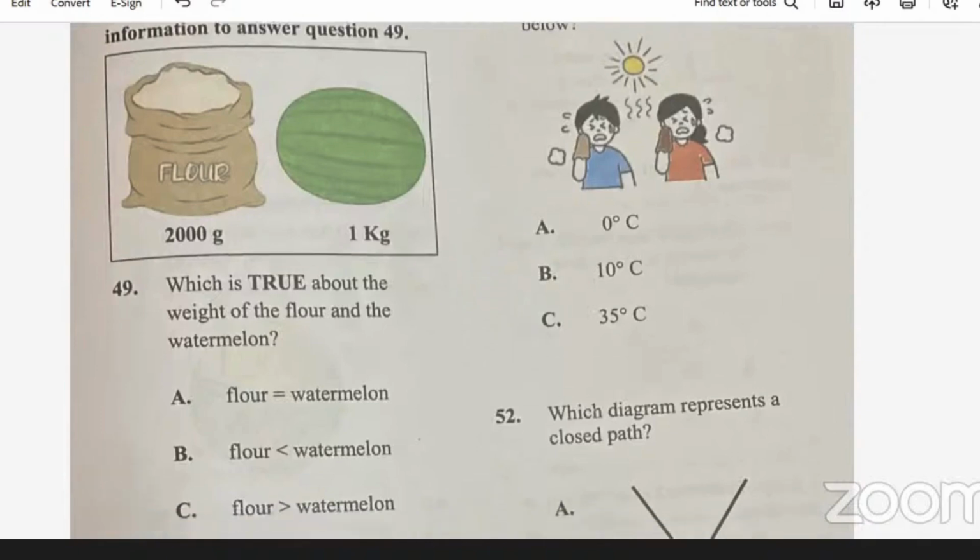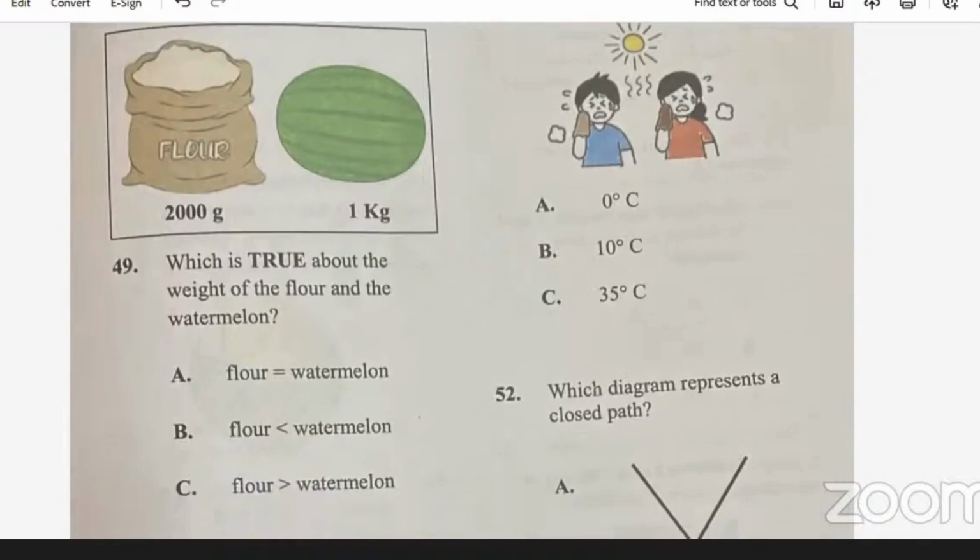To be able to tell, we have to have both of them in the same units, right? We could change the kilograms to grams, or we can change the grams to kilograms. So we're looking at the same units. 1,000 grams is equal to 1 kg. So 2,000 grams would be 2 kg.